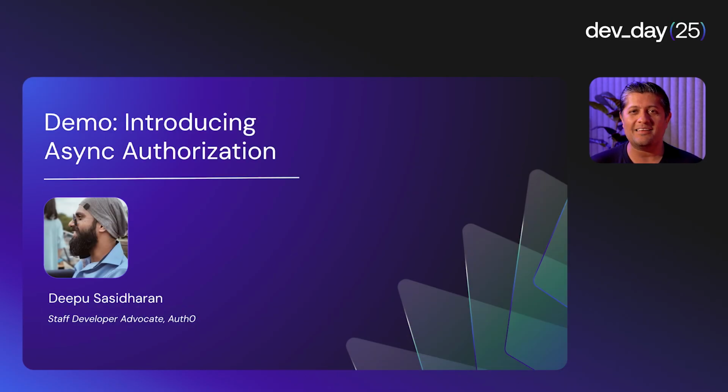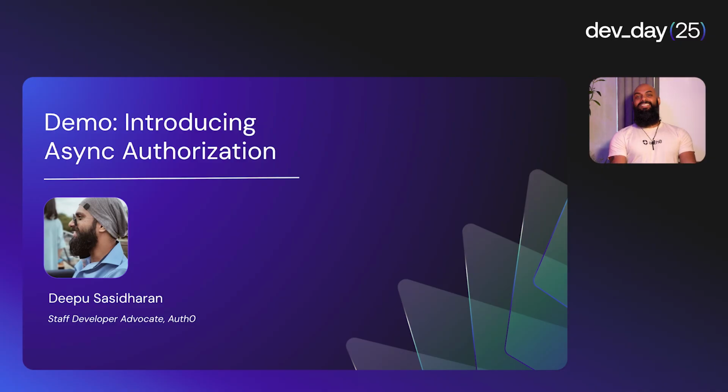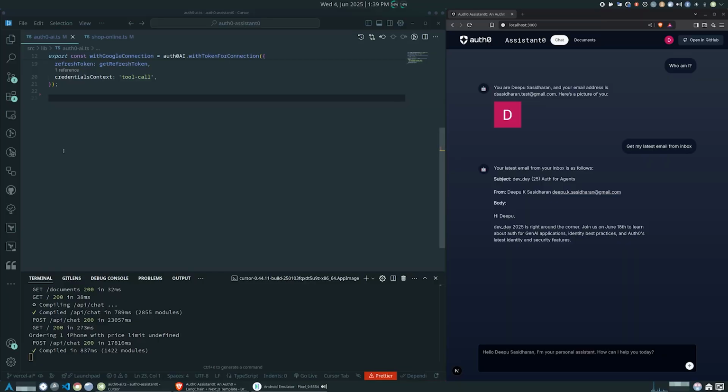Now, let's go shopping and have Deepu show us how you can do this with Assistant Zero. Thanks, Shiv. Let's see an example where Assistant Zero actually completes a purchase from our fictional store and sends us a notification for approval. I have already configured the Auth0 tenant to enable CIBA and push notifications, so let's jump straight into code.